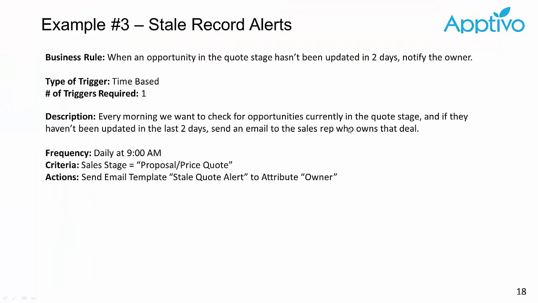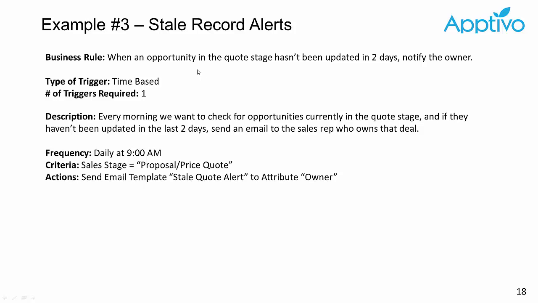Then let's take a look at the next one. This is not the last one, there are two more. This is a time-based trigger. So, stale record alerts. This one's really common. It helps the system give you a little bit of a prodding whenever you need to reach out to sales contacts or anything like that.